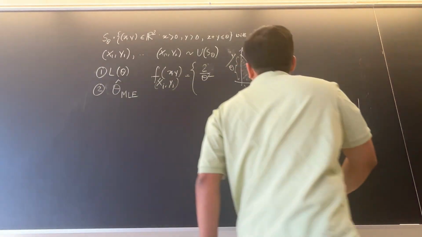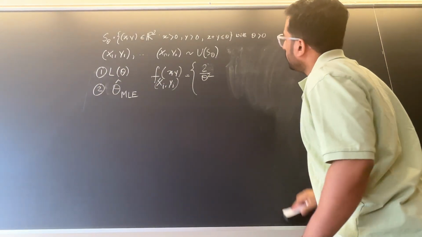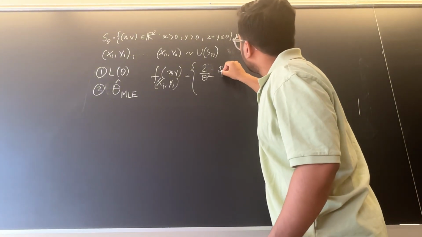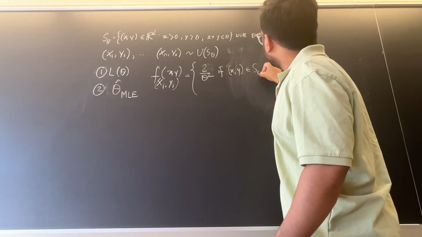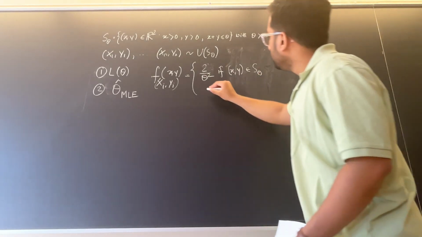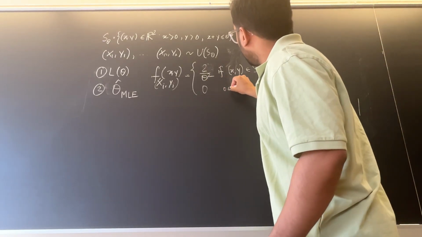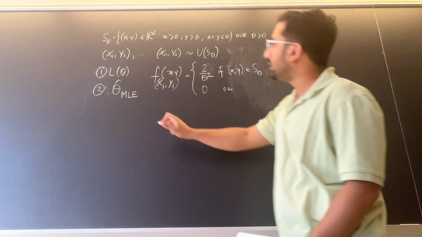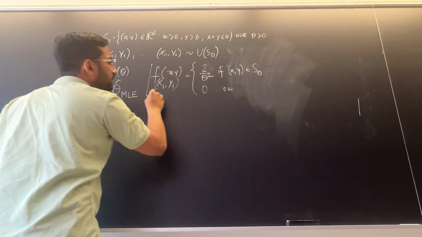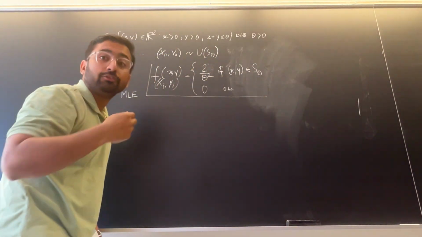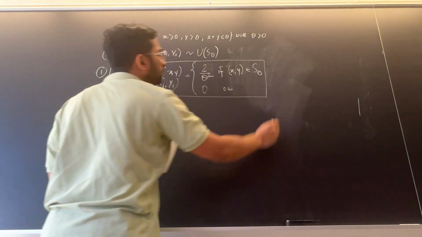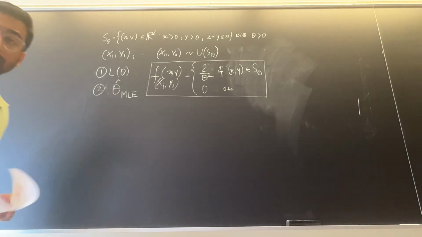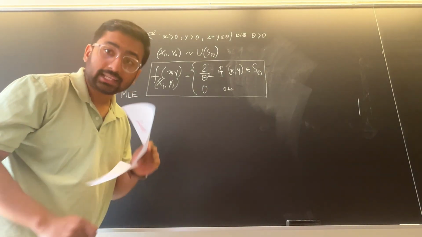So let me rub it off. 2 by theta squared if (x, y) belongs to S theta and 0 otherwise. So this is the density. The first step is the density because you have to find the likelihood. So now let's find the likelihood.